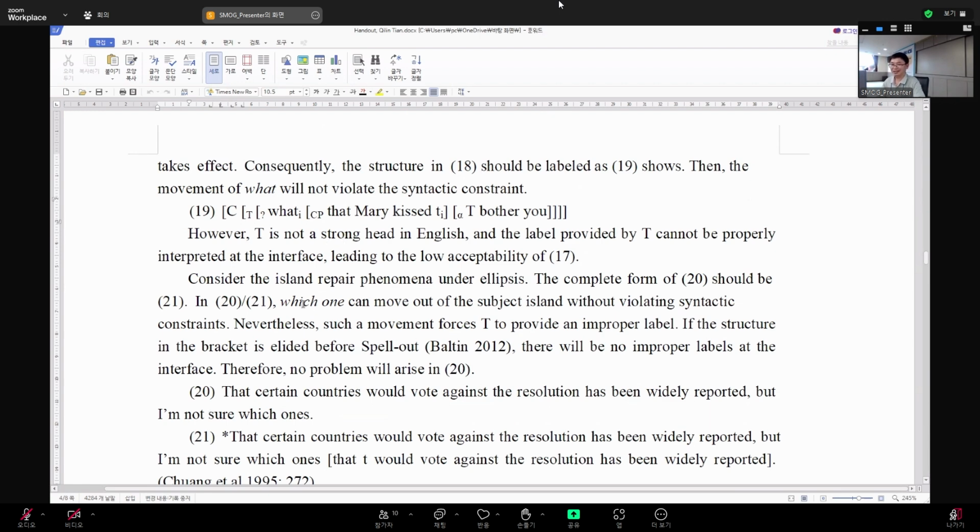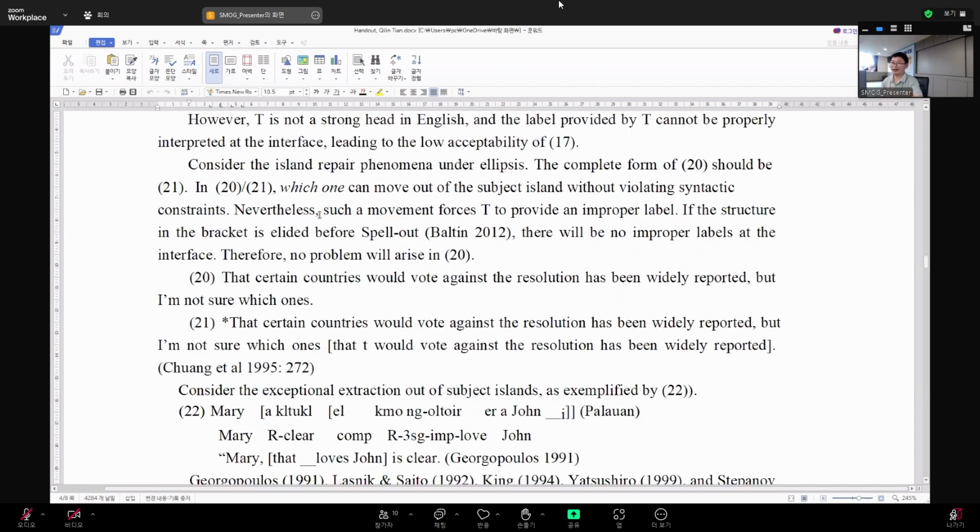Now I can explain the sluicing phenomena and the ellipsis. The complete form of 20 should be 21, you can see.